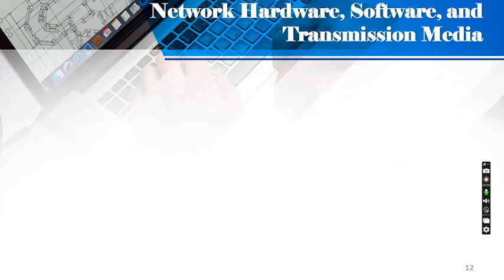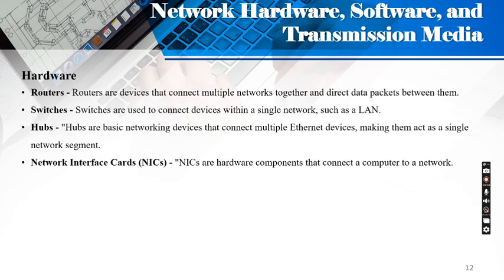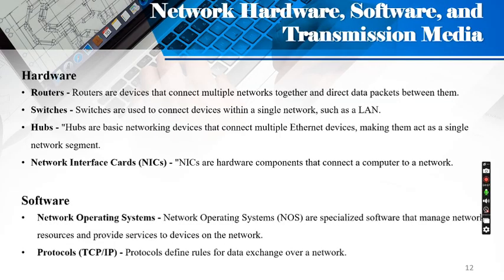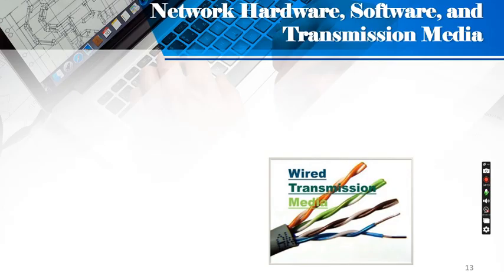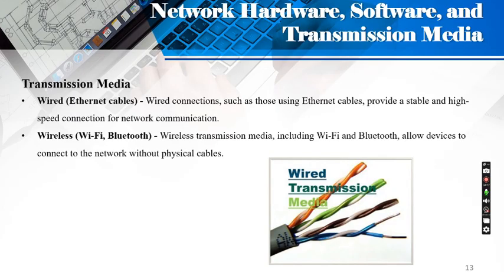Network hardware, software, and transmission media. Hardware: routers, switches, hubs, network interface cards. Software: network operating systems and protocols. Transmission media: wired or wireless. Wired means Ethernet cable, and examples of wireless are Wi-Fi and Bluetooth.